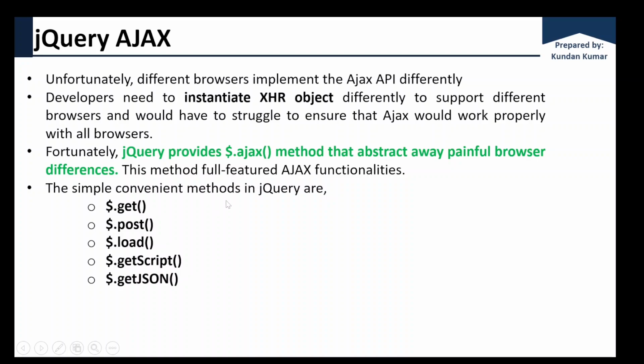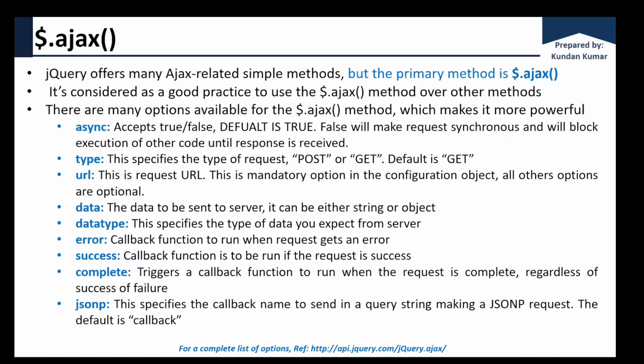The simple convenience methods in jQuery are get, post, load, getScript, and getJSON. What is the AJAX function? As I told you, jQuery offers the AJAX method, which is different from the simple methods. It is called the primary method in AJAX. It is considered good practice to use the AJAX method over the other methods that we have seen in the previous slides. There are many options available for the AJAX method, which make it more powerful.